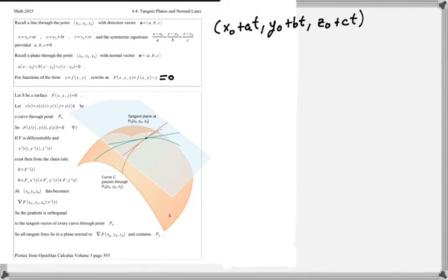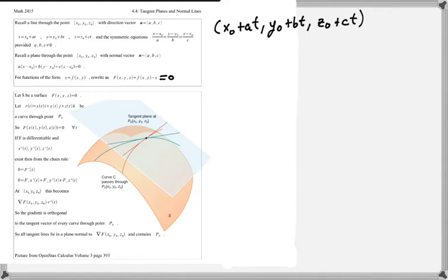All right. So what we can do is, because this is a curve on the surface, it satisfies f of x, y, z is equal to 0. So f of x of t, comma, y of t, z of t is going to be equal to 0 for all t. If f is differentiable and x prime of t, y prime of t, and z prime of t exist, then from the chain rule, we know that the derivative of f of t is equal to 0 because f of x, y, z is equal to 0.